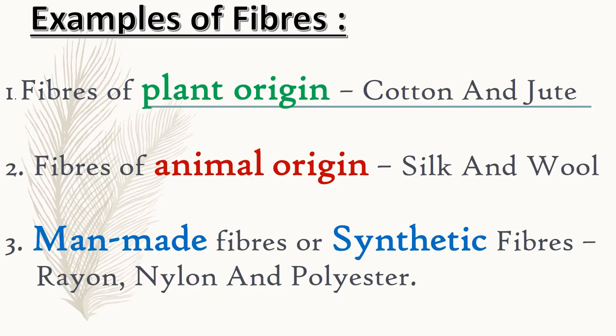Number 3, man-made fibers or synthetic fibers. These are the fibers which are created or synthesized by man. Rayon, nylon, and polyester are some of the examples.